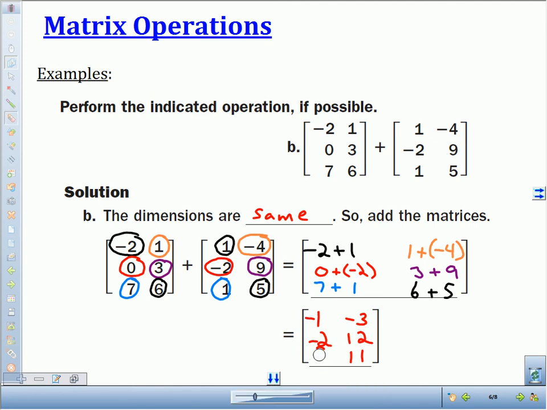So I'm going to rewrite this. This is my new matrix. I got this matrix by adding together the elements of the other two. This matrix is equal to these two being added together. Same dimensions and the corresponding elements are the same.